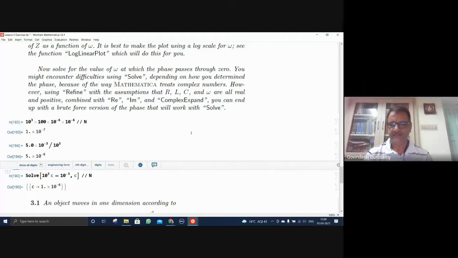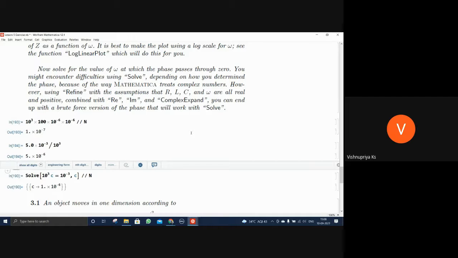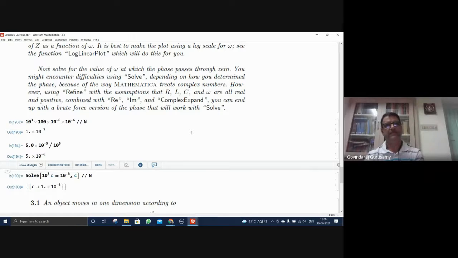What is the time constant? L and C is given. What is the time constant you will get? What is the frequency of an oscillator when you have an LC given? It is 1 by square root of LC into 2 pi, is it not?